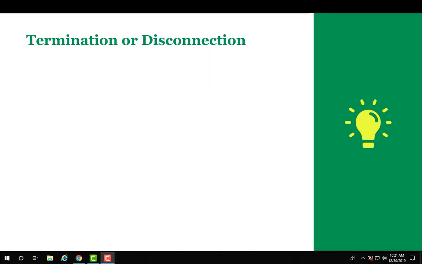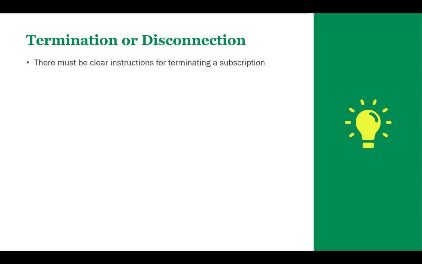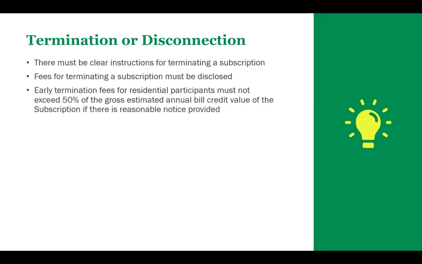Termination or disconnection. There must be clear instructions in each contract for terminating a subscription before the end of a contract term. The fees for termination must be disclosed, as well as the project manager's off-bill method of collecting the fee must be described. Early termination fees for residential participants must not exceed 50% of the gross estimated annual bill credit value of the subscription if there is reasonable notice provided. What constitutes reasonable notice must be described.